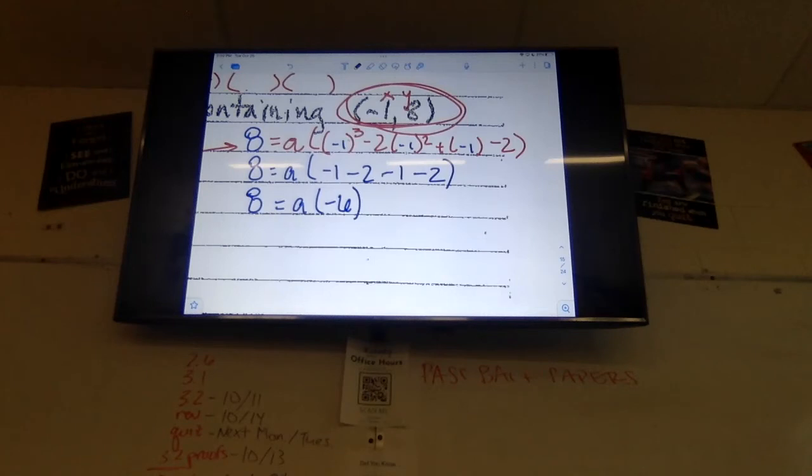Am I moving too fast, or are we doing okay? Good, okay. And then we just divide to get a by itself, by -6. And so that'll be -4/3 equals a.